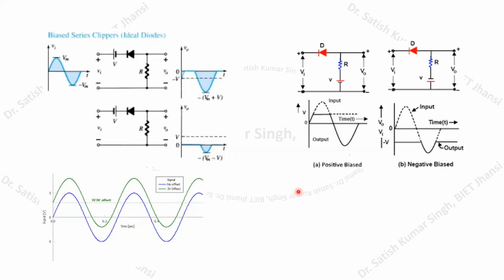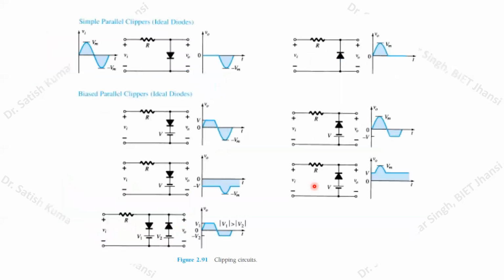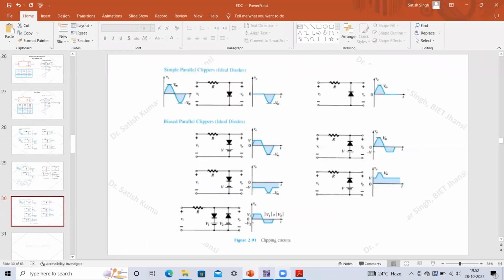A similar analysis you can do for all other circuits. It is very simple to do. These are the other circuits, simple parallel clipper circuits, and these are the biased parallel clipper circuits. Now I am moving on to the MultiSim software to perform the same experiment.